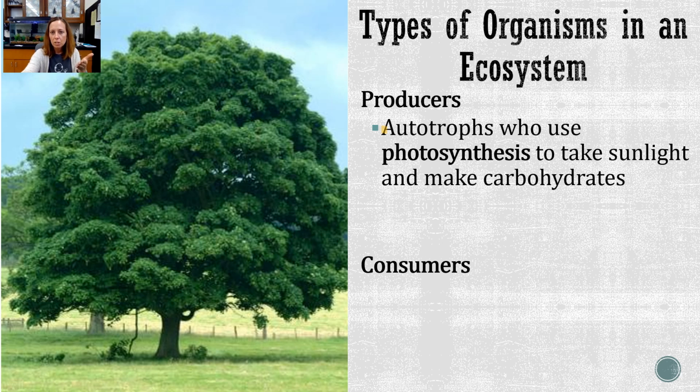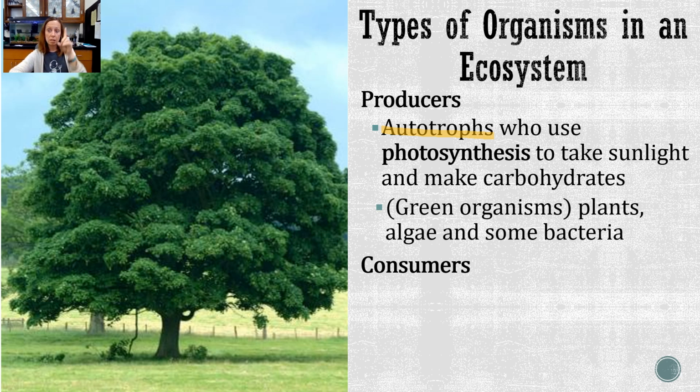Any of that works. So autotrophs, these are organisms that are going to use photosynthesis to take sunlight and make carbohydrates. Glucose, don't forget. These guys are going to be green. So we're looking at green plants, green algae, bacteria that have green in them. All right, the green is going to be the chlorophyll. That's what's going to help us with the photosynthesis so that they can make sugar so everybody else can eat them. So those are our producers.